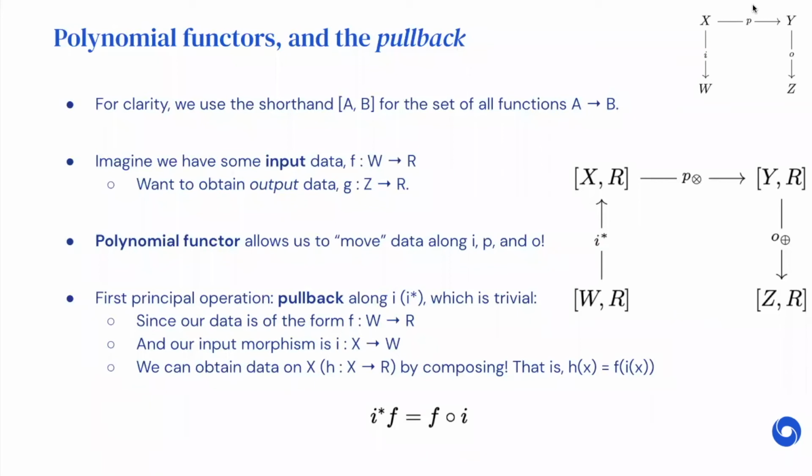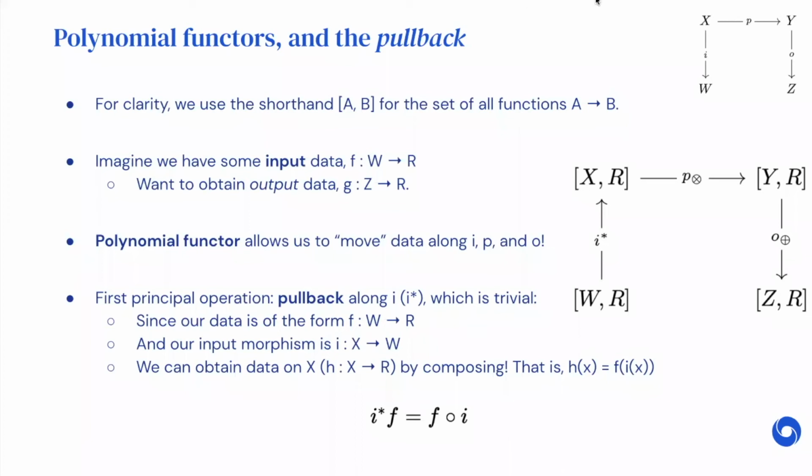So to make the notation a little bit simpler, I'm going to use this shorthand angle bracket AB for the set of all the functions from A to B. And specifically, imagine now that I have data that lives on the input. So that's a function f that takes the input set W and gives you the values on those inputs. So that's W to R, which we denote by angle bracket WR. And we want to gradually pass data along this diagram to obtain some output data that lives on Z, right?